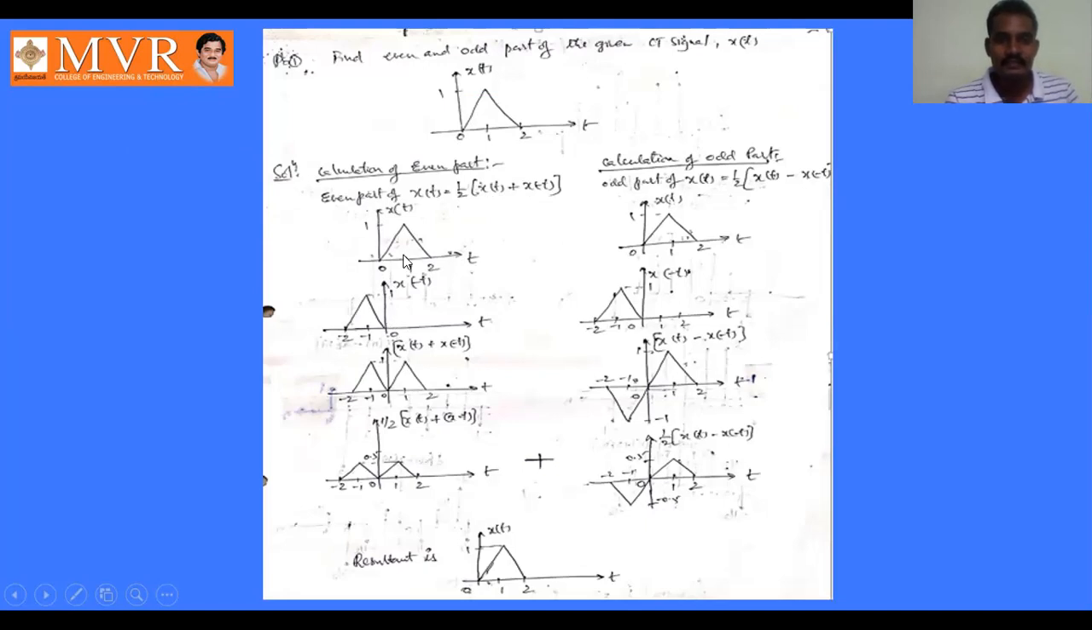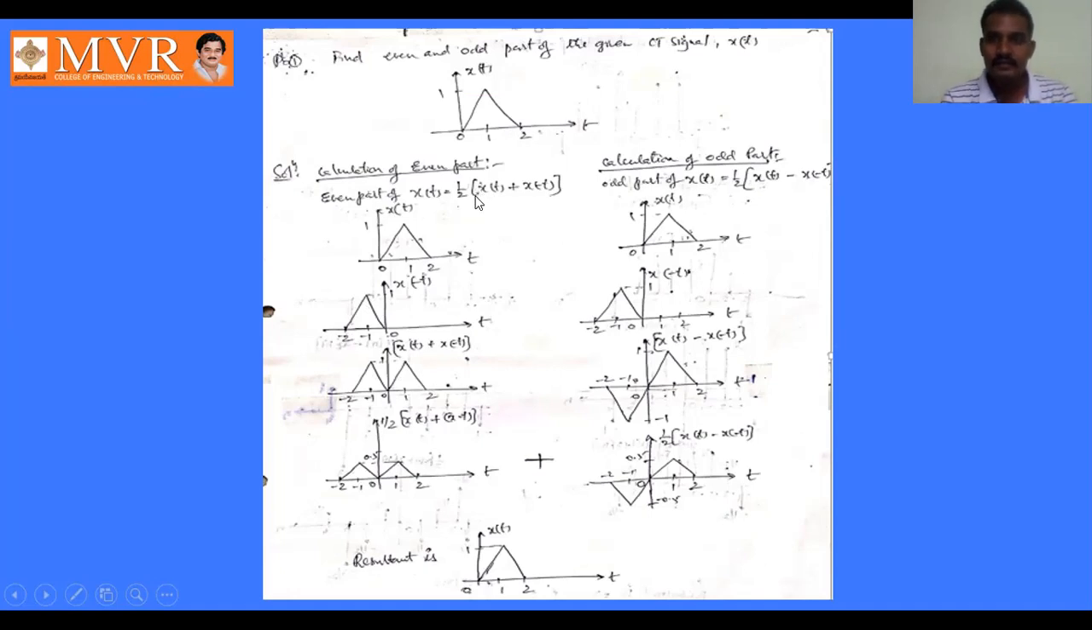X of minus t is complete, it will appear at the left side of the graph. So it is x of minus t. So by adding these two, x of t and x of minus t, we will get the waveform like this. This is x of t and this is x of minus t. We are adding it here.